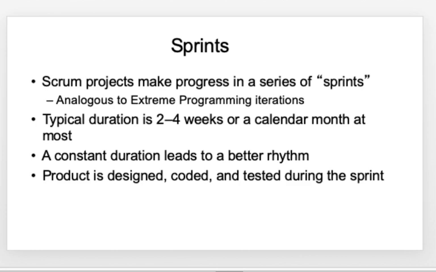During the sprint, the product is designed, coded, and tested, and these are possible only if you have a self-organizing team and a cross-functional team. By a cross-functional team, we mean a designer, a programmer, and a tester. All of these people need to be a part of that team, and only then is it possible to get a potentially shippable product at the end of every sprint that spans about 2 to 4 weeks.